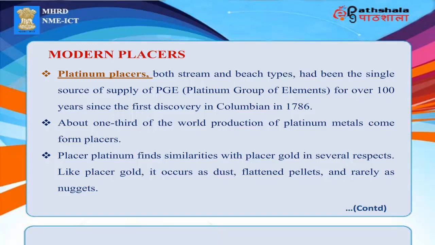Platinum placers, both stream and beach types, had been the single source of supply of platinum group elements for over 100 years since the first discovery in Colombia in 1786. About one-third of the world production of platinum metals comes from placers. Placer platinum finds similarities with placer gold in several respects. Like placer gold, it occurs as dust, flattened pellets, and rarely as nuggets.